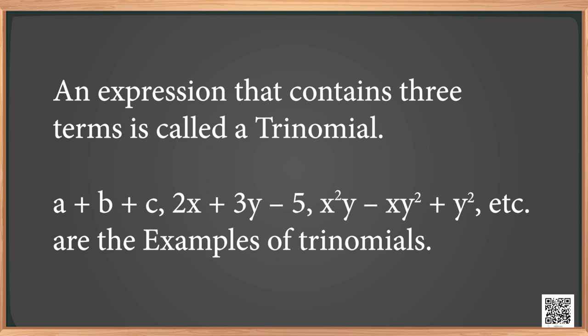An expression that contains three terms is called a trinomial. A plus b plus c, 2x plus 3y minus 5, x square y minus xy square plus y square, etc. are the examples of trinomials.